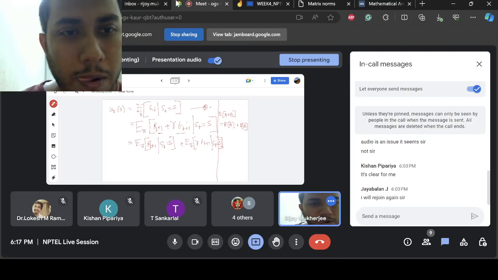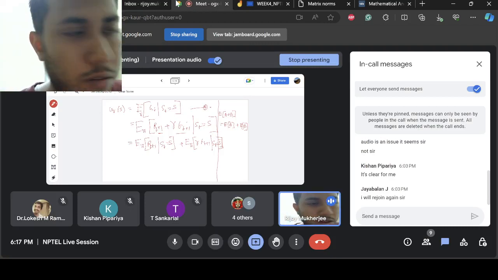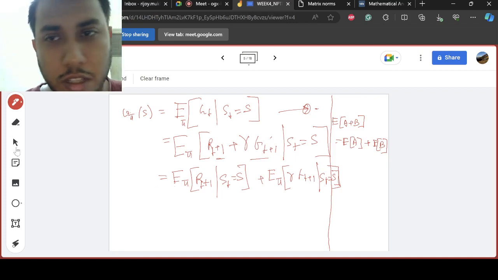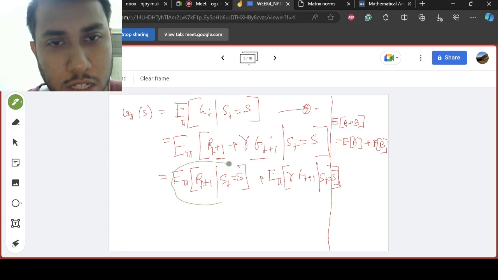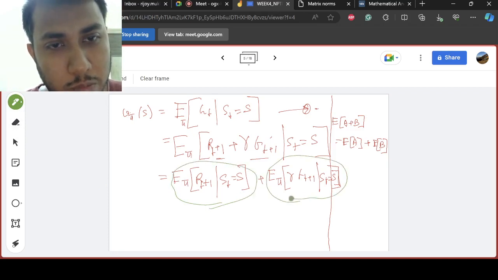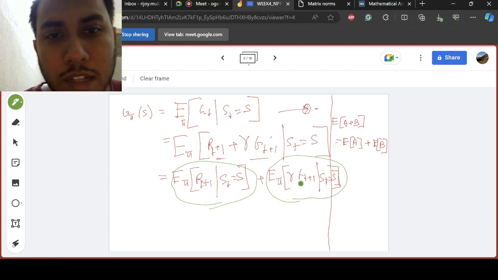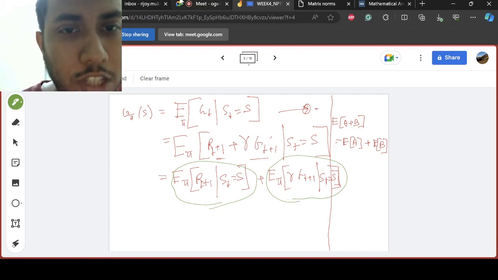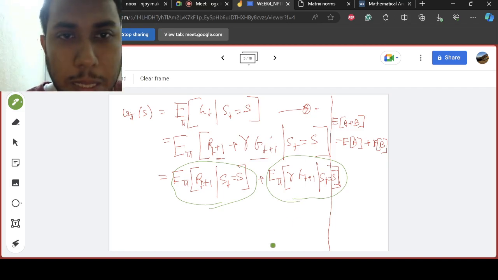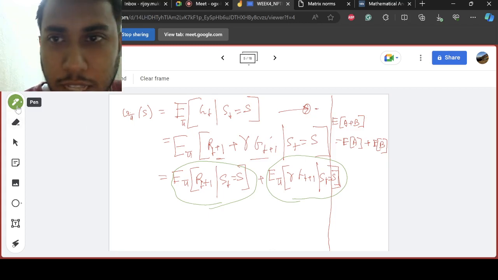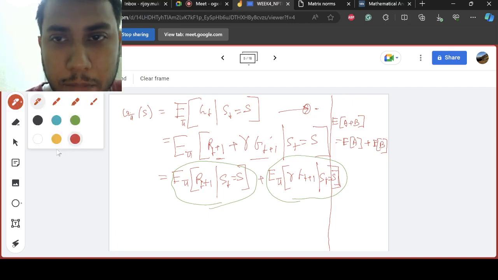So now it becomes two parts. You have to derive it for this part, and you have to derive it for this part. If you look at the first term, the expectation of reward at state s, what is the reward I am expecting at state s? From state s, what reward am I expecting? Right, so let's do it.